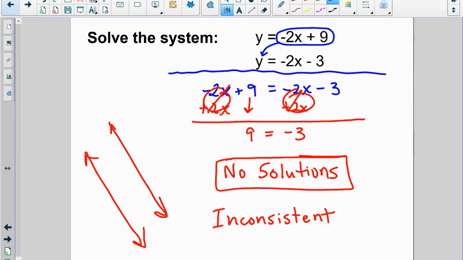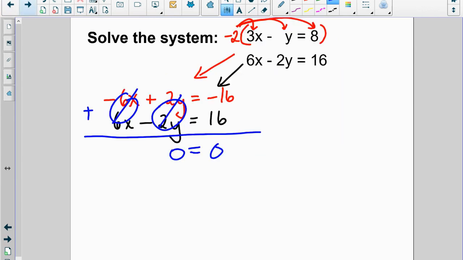Remember on the last one, when my variables canceled out and I got two numbers that were not equal, I said no solutions. This time, when everything cancels out, I'm not quite saying that all real numbers are solutions like we did with regular equations. With a system, what it means is that you have two lines that overlap. They're those coinciding lines, one right above the other. They share every single ordered pair that's on the line. Not every ordered pair that exists, but the ones on the line.